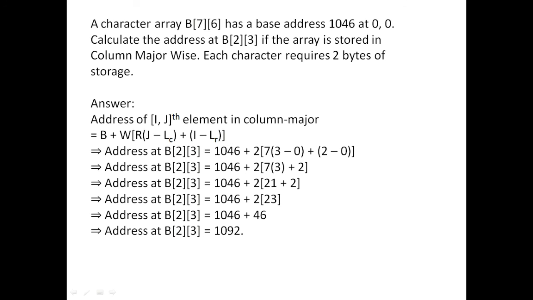A character array B76. Now the array is of character type. Okay, B76, number of rows 7, number of columns 6, has a base address 1046 at 00. Lower row 0, lower column 0. Calculate the address at B23, I2 J3, if the array is stored in column major wise. Each character requires 2 bytes of storage. W is 2.